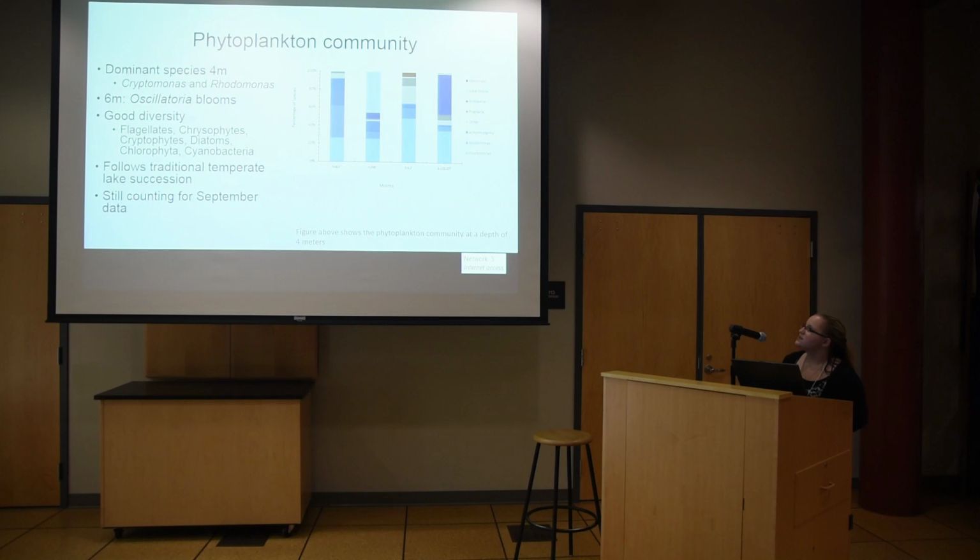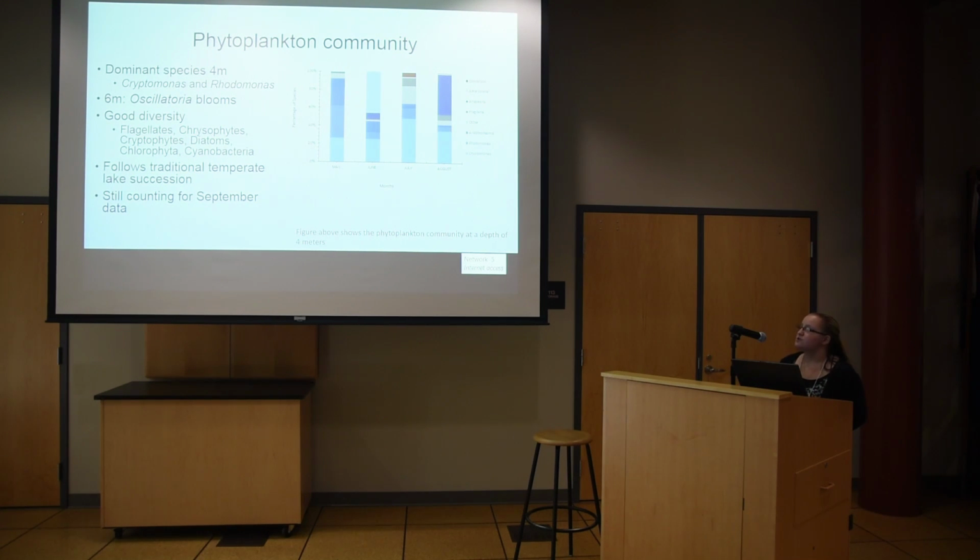This shows that there's very good diversity in the lake. We have our flagellates, which are the Cryptomonas and the Rhodomonas. We have the chrysophytes, cryptophytes, and diatoms, which are your Asterionella formosa and your Fragilaria. We have chlorophyta, which is your Ankistrodesmus, and your cyanobacteria, which is your Anabaena, where we can see a big peak over here, which I'll touch on later as well.